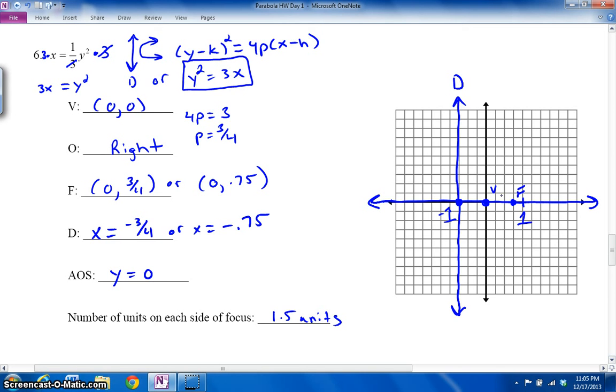So that's our focus. So this is positive 1. So 1.5 units would be here, 1 and 2. 1, 2, 3, 4. This is our negative 1. So 4 and 2 more units is another half. And we will have our parabola that opens out this way.